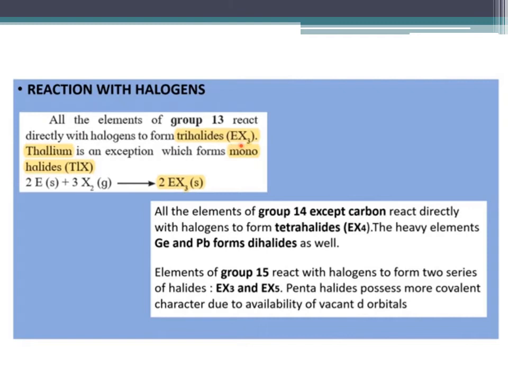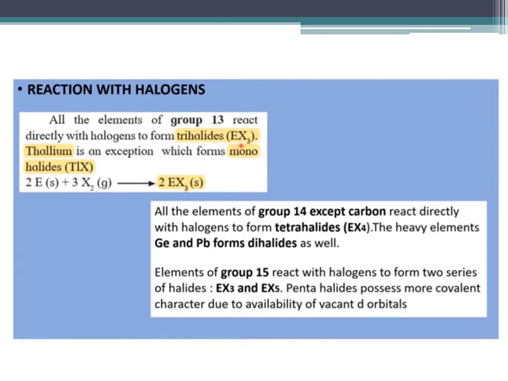But my dear students, the very first element of group 15, nitrogen, does not have d orbital in its valence shell, as it is a second period element. And that is why it won't be forming pentahalide, but it will be forming trihalide. The elements of group 15 will be forming trihalides as well as pentahalides. Nitrogen is the only element that will form only trihalides. All the rest of the elements of group 15 will be forming pentahalides.